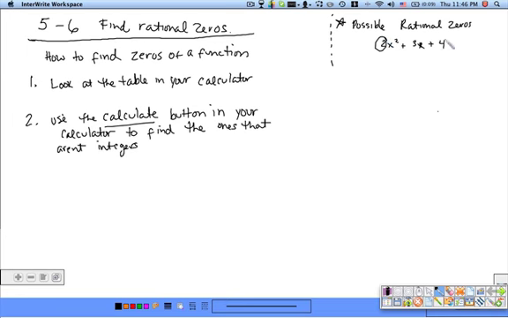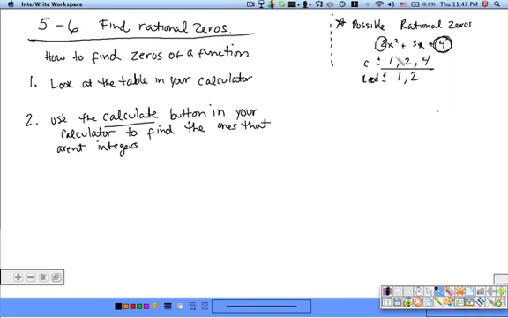You're looking at the leading coefficient and constant. Remember, the factors of the constant go on top. Factors of the leading coefficient go on the bottom. So the factors of this constant are 1, 2, and 4. The factors of the leading coefficient are 1 and 2. Remember the pluses and minuses here.